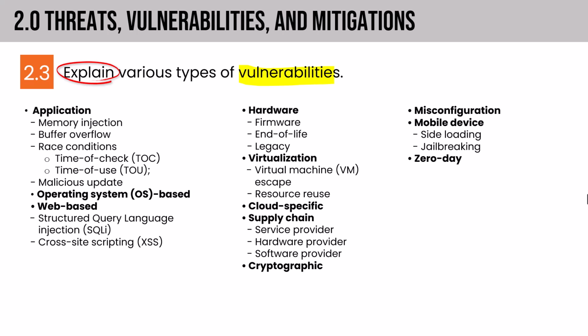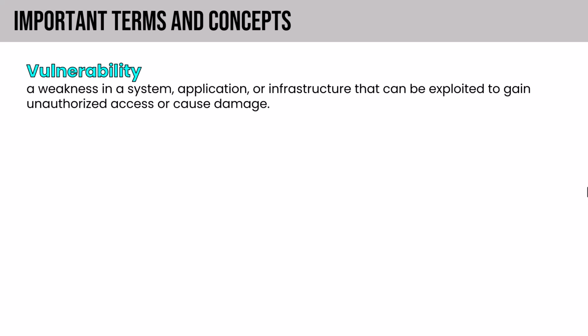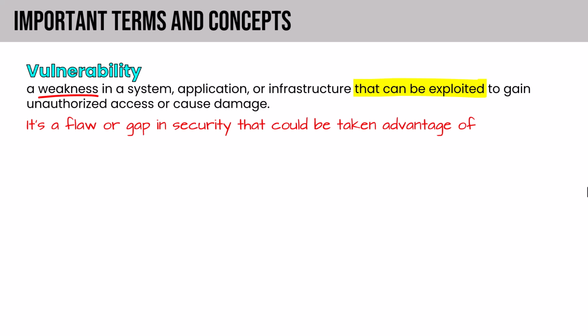But before we dive into all this material, there are 4 terms you must know before we begin. These represent foundational knowledge that will help you to understand everything we're about to talk about, so I'll cover those right now. First, we have vulnerability, which is a weakness in a system, application, or infrastructure that can be exploited to gain unauthorized access or to cause damage. It's the flaw or gap in security that could be taken advantage of.